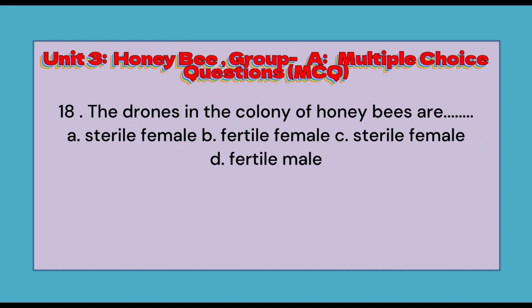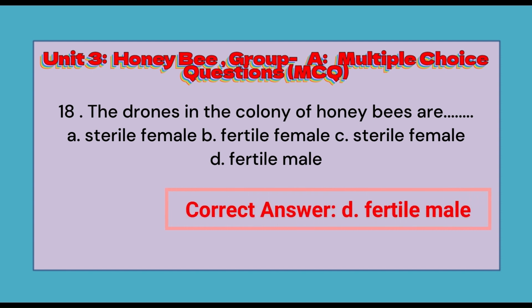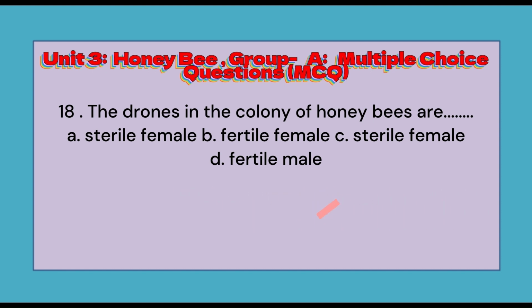18. The drones in the colony of honeybees are A. Sterile female. B. Fertile female. C. Sterile female. D. Fertile male. Correct answer: D. Fertile male.